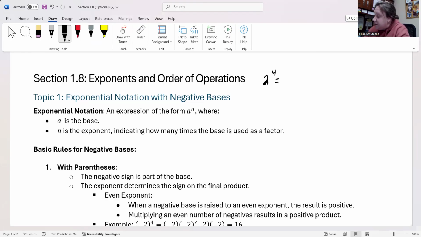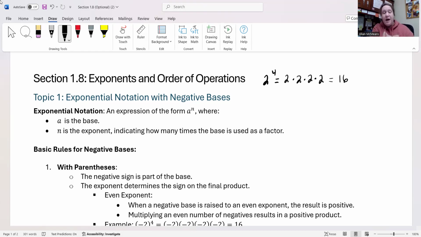So right here, this is the same as 2 times 2 times 2 times 2. Again, notice the base of 2 is used as a factor 4 times. If we wanted to multiply this out, I would take 2 times 2 is 4, 4 times 2 is 8, 8 times 2 is 16. So that's how you would evaluate exponential notation where everything's just kind of positive, okay?